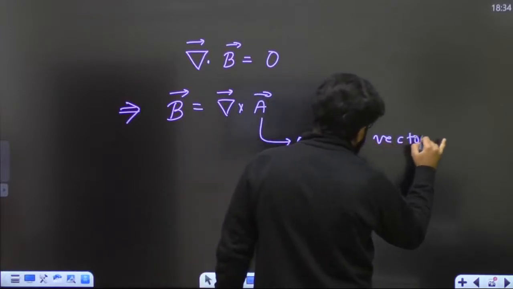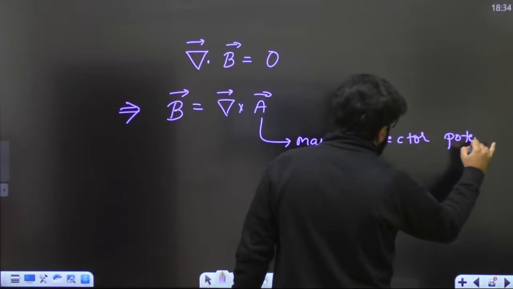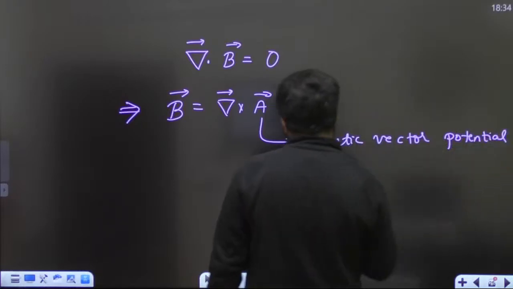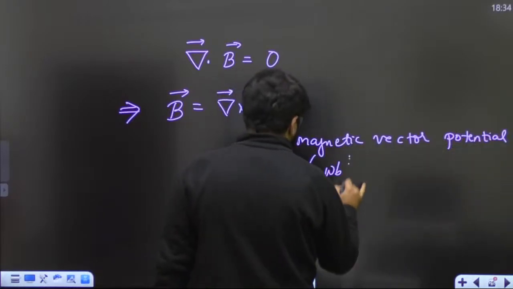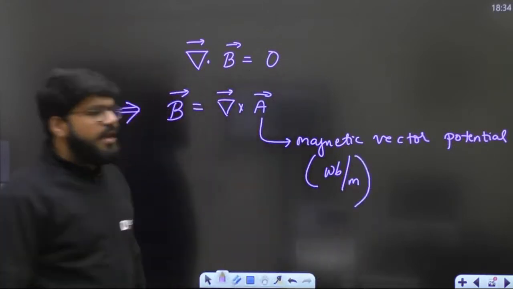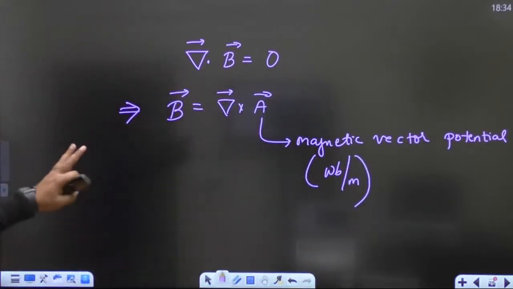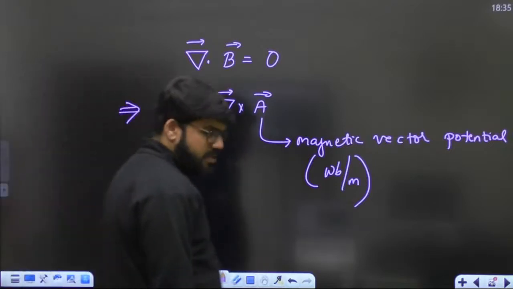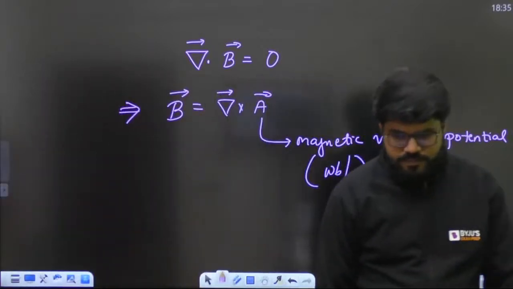magnetic vector potential, whose unit is basically Weber per meter. A is known as the magnetic vector potential. On this also, there is a possible question that we will discuss.